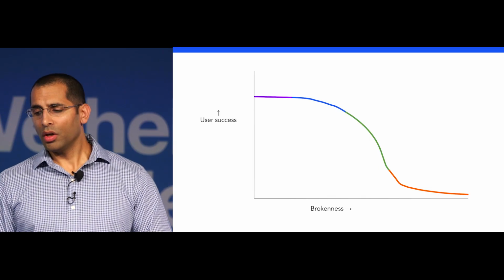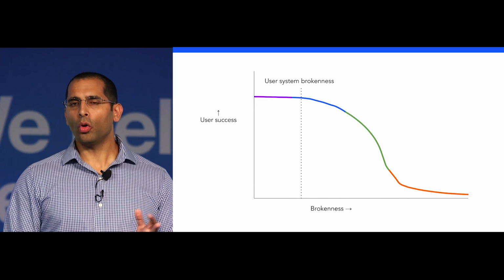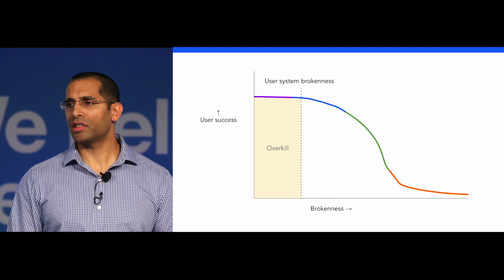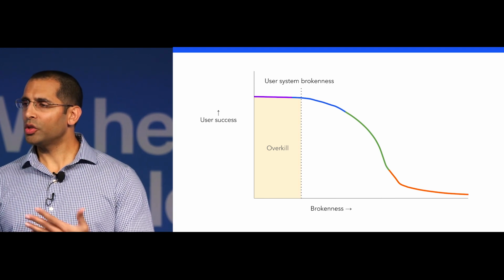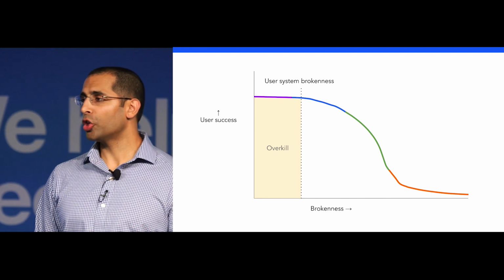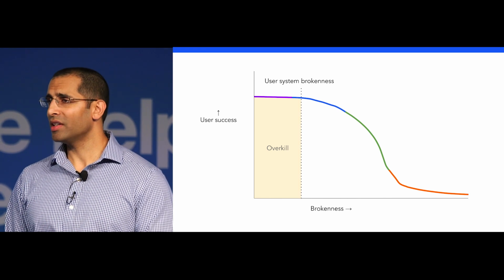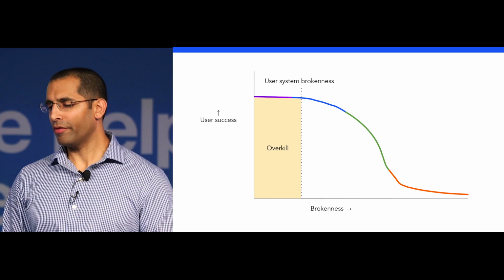Then those extra nines of availability are going to be lost on them. All that work you put into this really impressive achievement does nothing for your user. You want to look at some kind of threshold that's acceptable for the user system brokenness. And then everything beyond that is overkill. Once you get past the point of meaningful marginal gains from reducing brokenness, it's a waste of your effort.